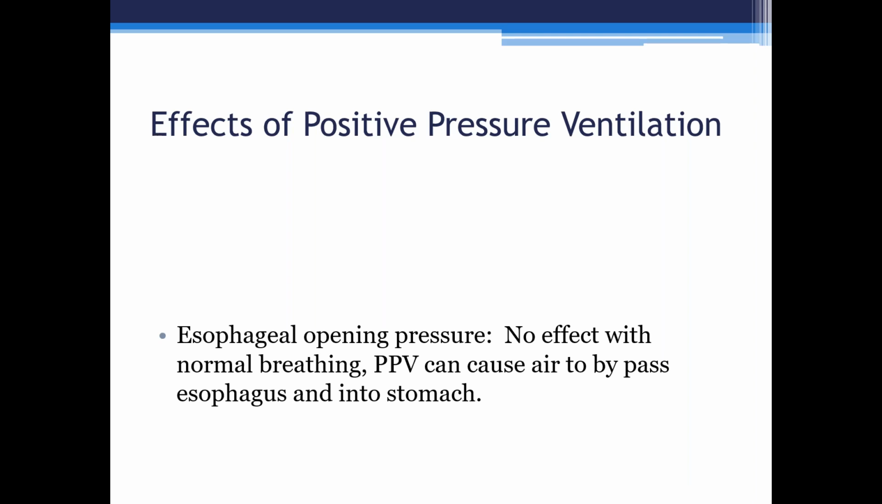Now, there are a couple of effects of positive pressure ventilation, because basically we are changing the amount of pressure that's inside their system. We're overriding it in order to provide that ventilation for that patient inside that chest cavity. So one thing that we can see is the esophageal opening pressure. There's no effect with this with normal breathing. When we breathe, that air goes into the trachea and then into the lungs. Now, with positive pressure ventilation, we can actually bypass that and push air into the stomach.